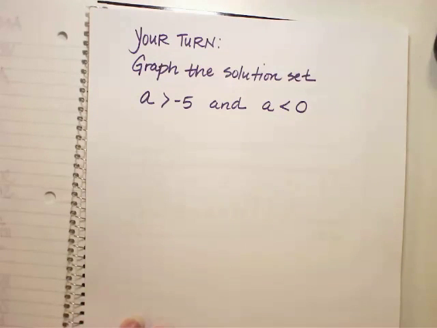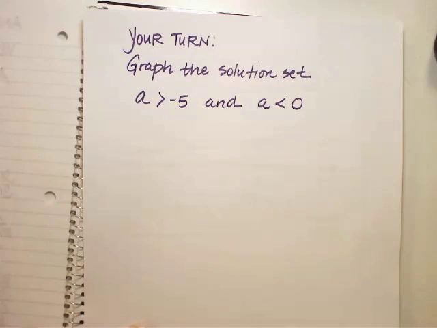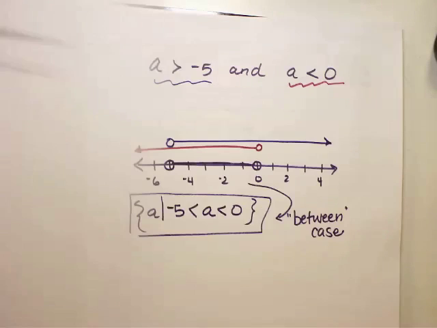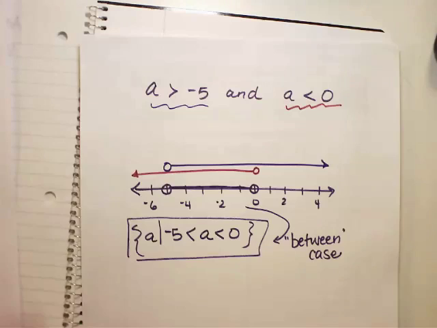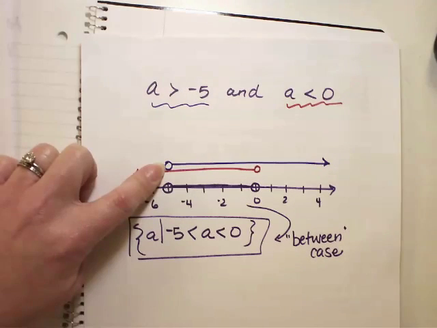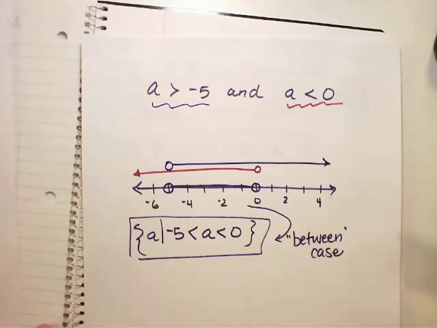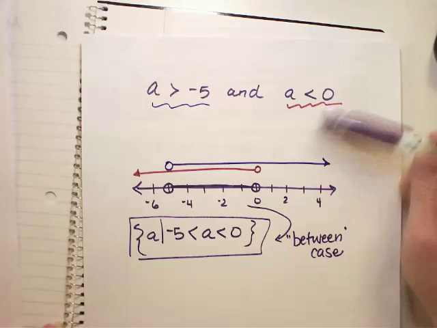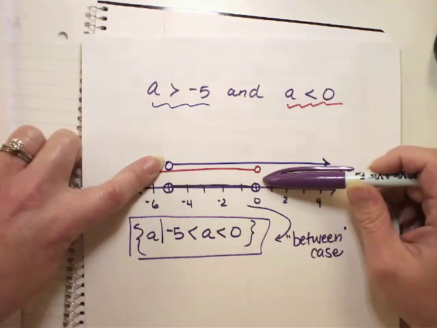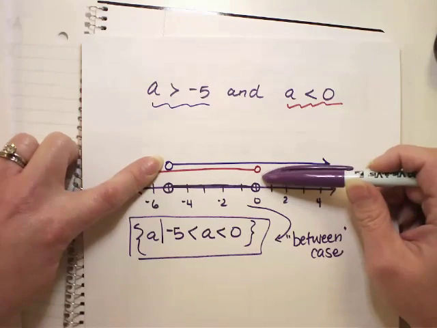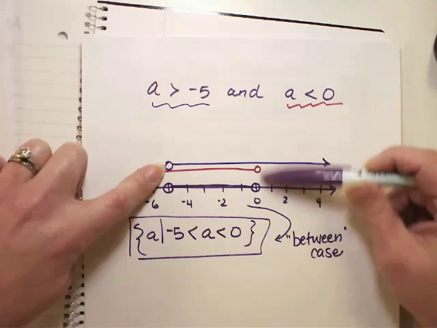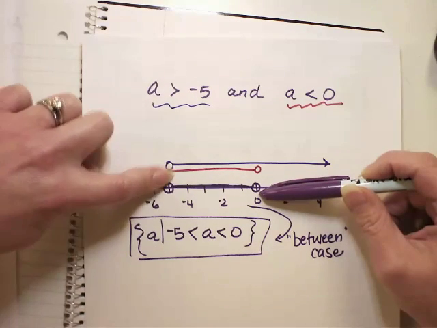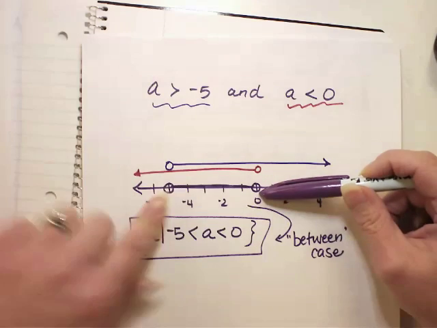So how did you do? Let's take a look. Okay, so when you graphed it, you graphed each one separately. I have a is greater than -5. It's my blue line here. And then I graphed a is less than 0, my red line. They're both open circle this time. Then I overlap the two, open circle on both ends, and both ends in between, I've got red and blue, so I shaded it in purple.